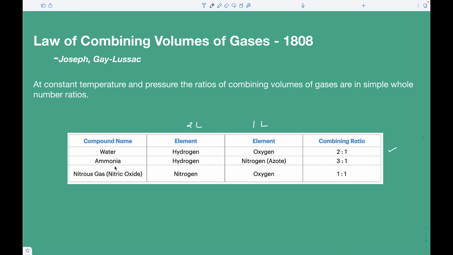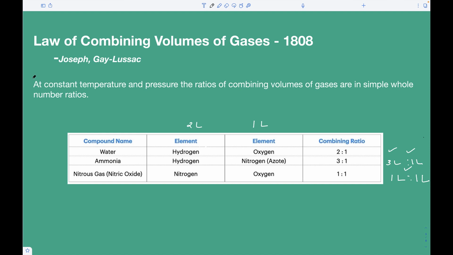And in case of hydrogen and nitrogen, the ratio of their combining volumes is 3 to 1. That is, 3 liters of hydrogen combines with 1 liter of nitrogen. And in case of nitric oxide, the volumes of nitrogen and oxygen that combine with one another are in the ratio of 1 to 1, or 1 liter of nitrogen completely combines with 1 liter of oxygen. Now, if you look at the ratio of combining volumes, these are simple whole number ratios.